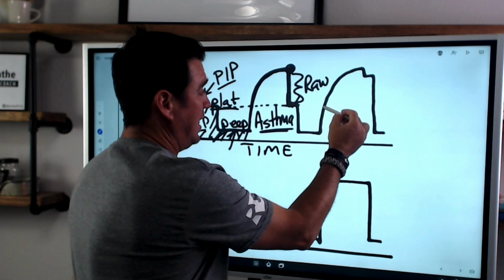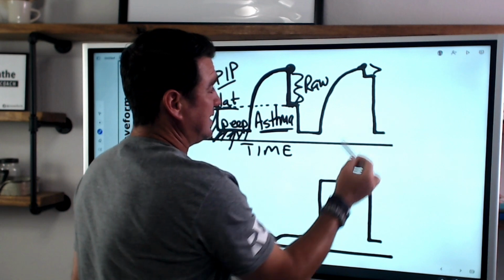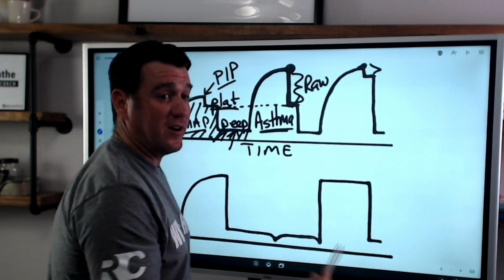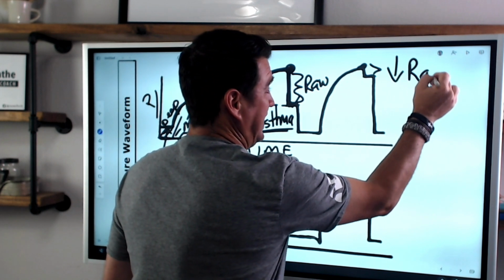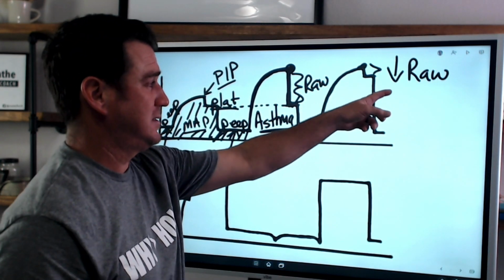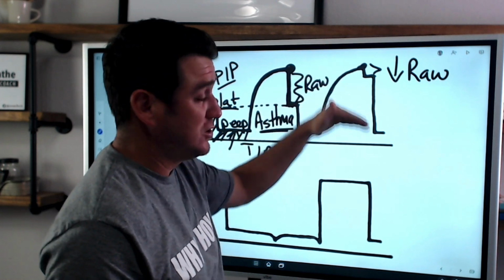We see where we come up and we have our PIP right here, and then our plateau is right here. Look at the difference there. It's very, very small, right? So here we have very little airway resistance. So what's causing this peak inspiratory pressure to go up?